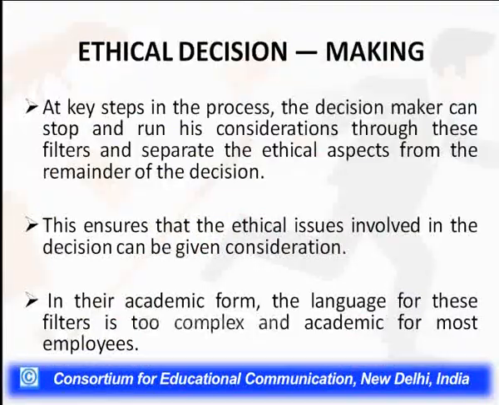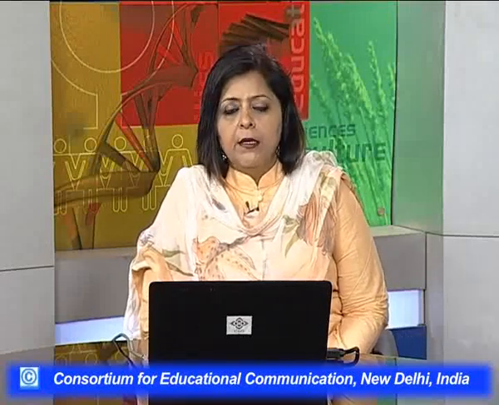So what is the key step in the process? The key step in the process is that the decision maker can stop and run his consideration through these filters and separate the ethical aspects from the remainder of the decision. That is, you have to evaluate every kind of decision making and identify what is the ethical content, what is the ethical part of this decision making process. If you are able to identify that, things will be easier. You have to see what is the ethical aspect, content, lens, filter connected to a decision making process.